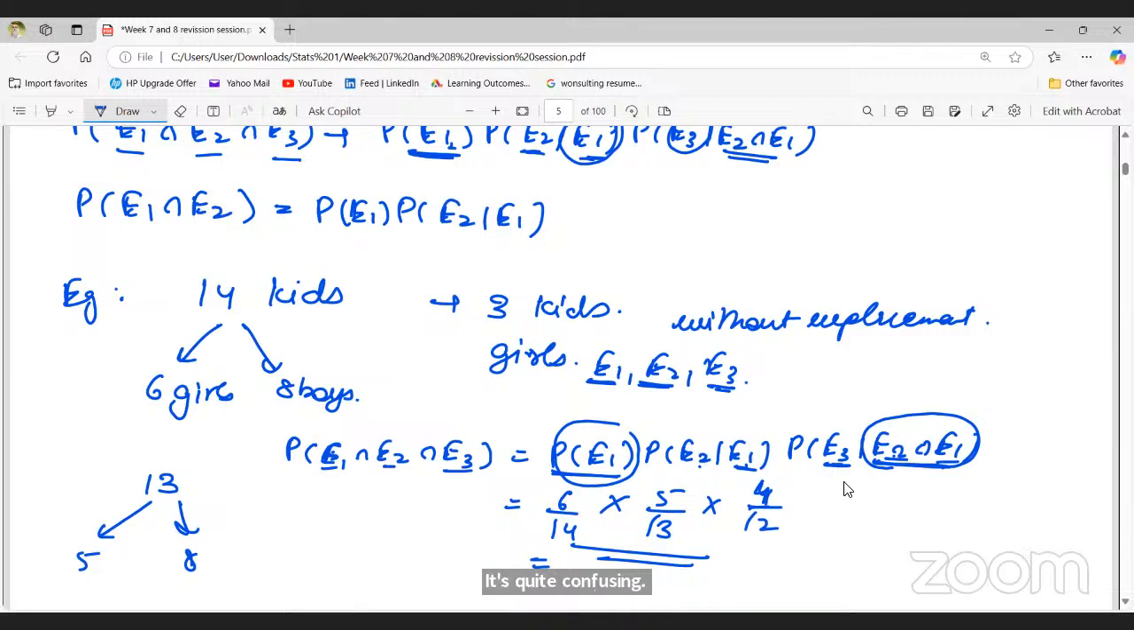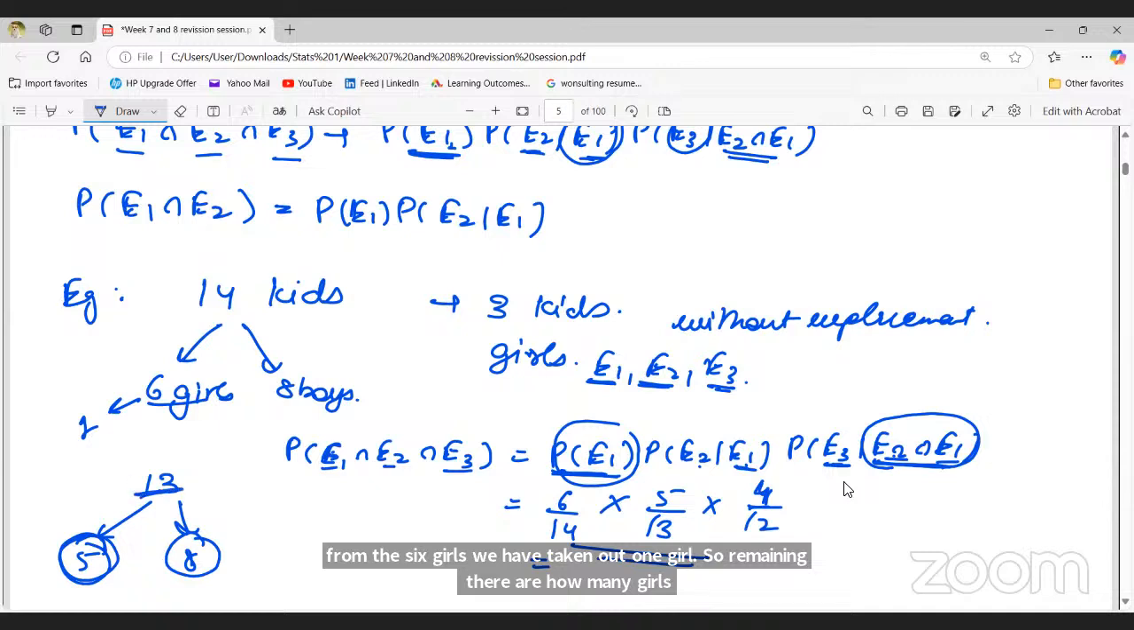So see, the probability of selecting one girl from the 14 kids would be 6 by 14. Then after that, I have selected one kid, so we have to subtract from the 14: 14 minus 1. Then we have to select one more kid from the girls. From the 6 girls we have taken out one girl, so remaining there are 5 girls, and there are 8 boys. So in total, we have 13 kids.